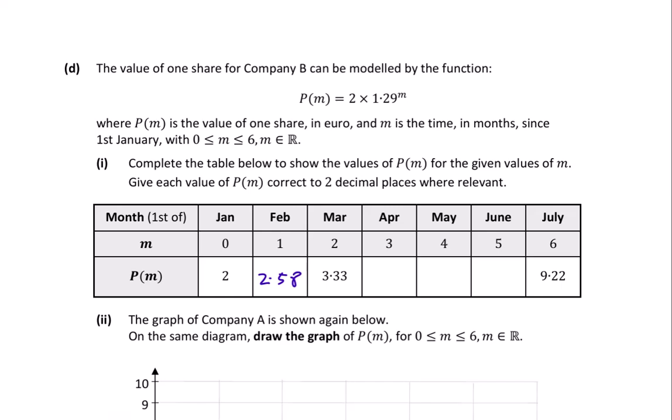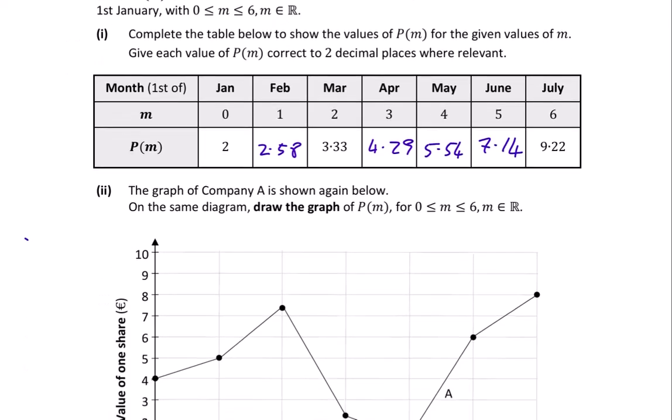And then for 3, I got 4.29. For 4, I got 5.54. And then for 5, I got 7.14. Okay, so next question then.